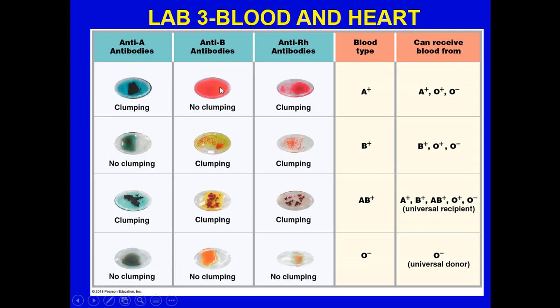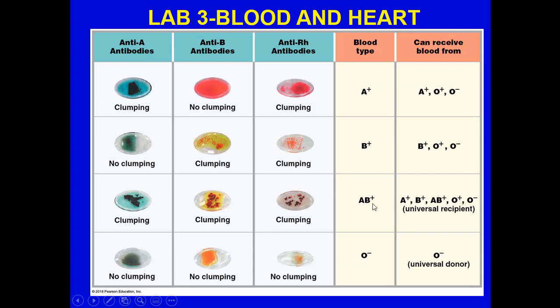If you have anti-B antibodies, there's no B antigen present, so it's just going to be sort of this solution here. Now, that means that type A plus can receive A plus blood, O plus blood, or O negative blood. And we can go down and use this for the B plus or the AB. Now, here's the trick with AB. If you get clumping with both anti-A antibodies and anti-B, that is the verification that you have AB. You've got on the blood cells both the A antigen and the B antigen.